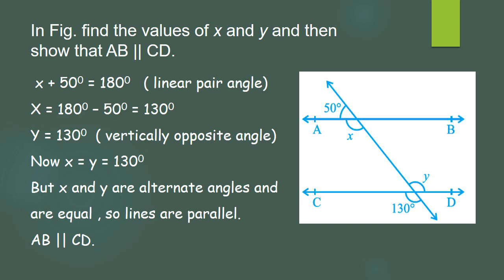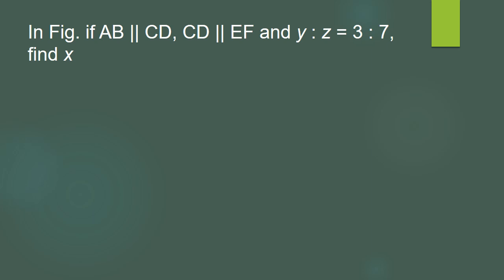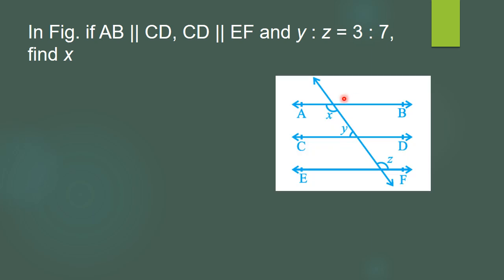Now we will go with the next sum. In the figure, they have given that AB is parallel to CD and CD is parallel to EF. So what they have stated is that AB and EF are parallel to CD. We have just studied the theorem: when two lines are parallel to a single line, they are parallel to each other. So we will get AB is parallel to EF.